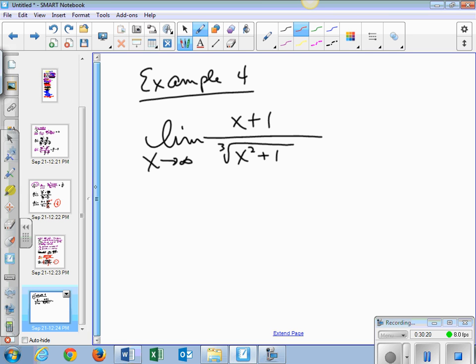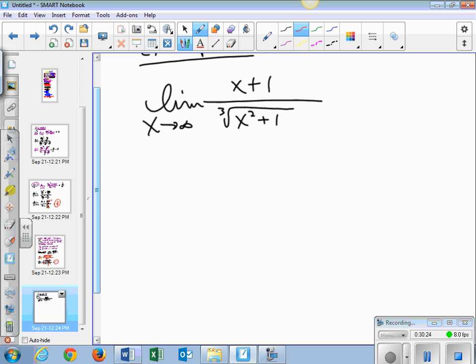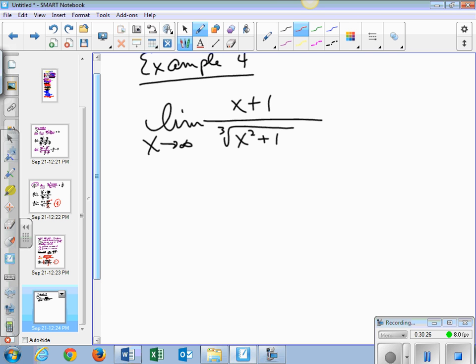Okay, last example. My cube root is in the denominator. So I have the limit as x is going to infinity. In the numerator, I have x plus 1. In the denominator, I have the cube root of x squared plus 1. Now, I'm going to do something different on this one just to show you that you can. See these ones right here?